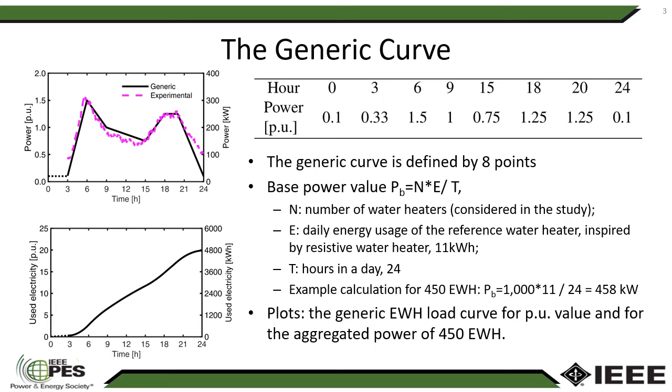The base power was calculated using the number of water heaters, the average daily water heater electricity usage, and the hours of the day, which is 24. For example, if the total number of electric water heaters is 1000, the base power value is calculated as 458 kilowatt.